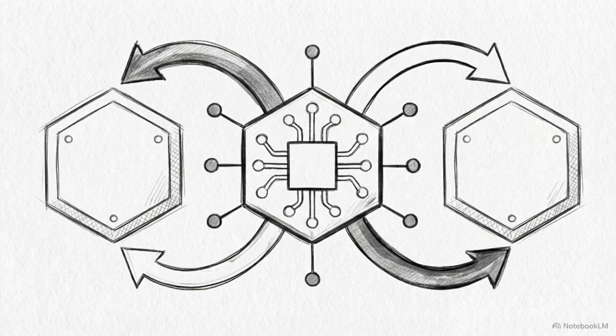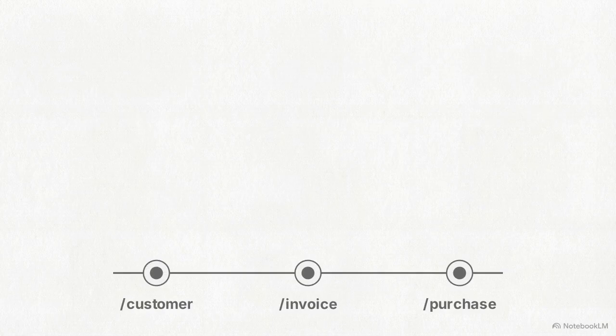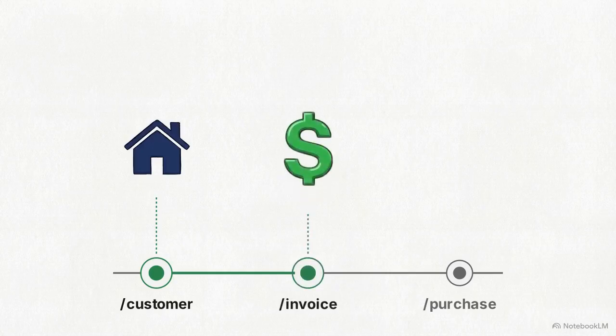Let's walk through the exact sequence the AI triggers when a closing statement arrives. First, it reads the document and extracts the property address and the total sale price. This timeline graphic shows the API execution sequence. The system first hits the /customer endpoint, which creates a new entry in your database, specifically for that property address. The sequence then advances to the second node. The system calls the /invoice endpoint, formally linking the gross commission dollar amount directly to that newly created property profile.